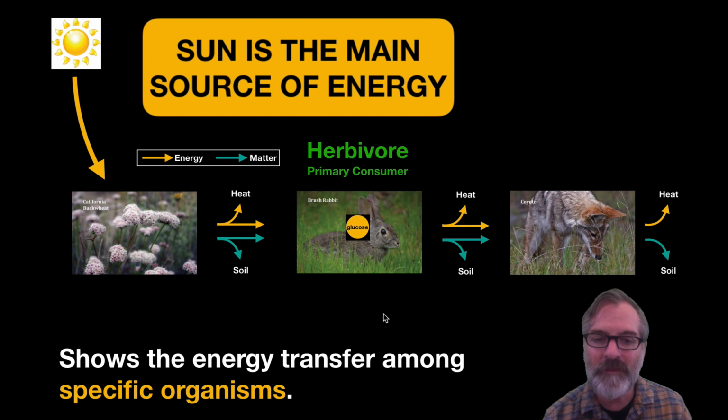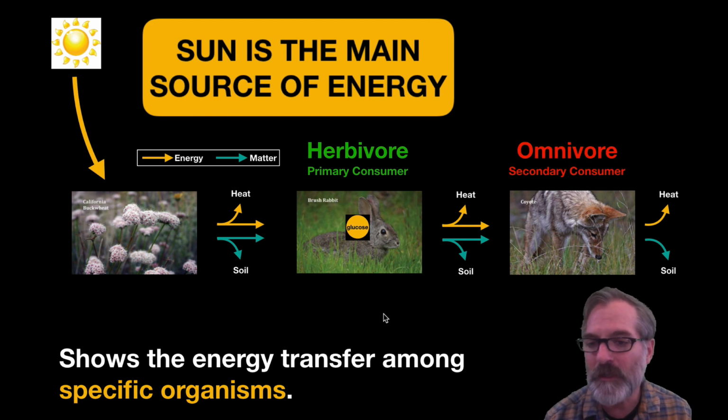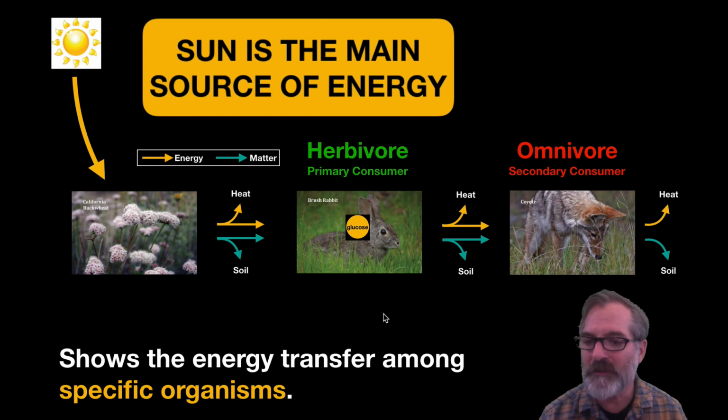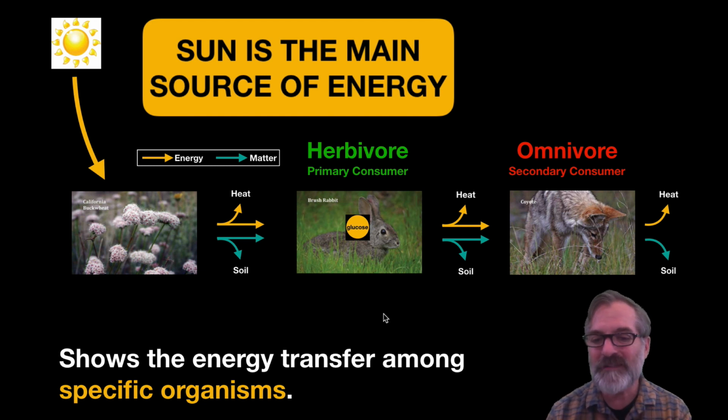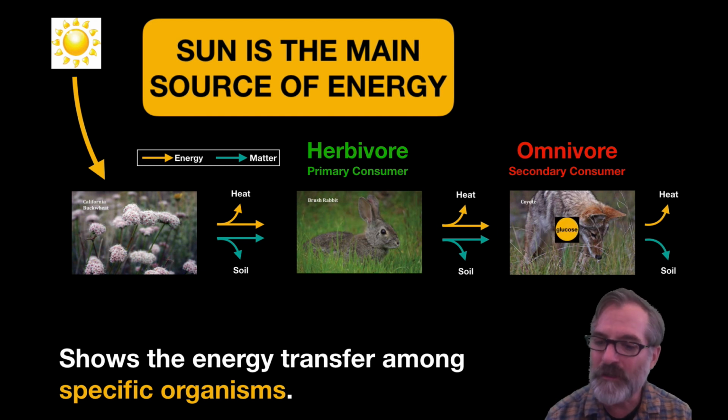And then from there, we have the coyote, which is an omnivore, which will eat plants or animals, and it's a secondary consumer. And so as it feeds on the bush rabbit, those energy storage molecules, the glucose, are going to be transferred to the coyote. Again, remember that a food chain shows energy storage transferred among specific organisms.